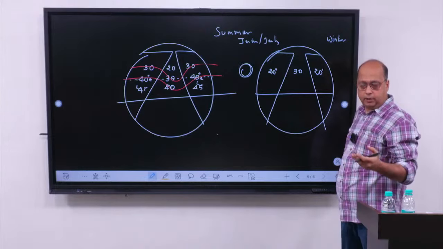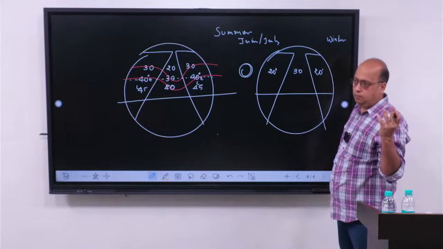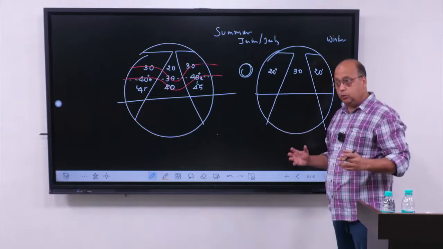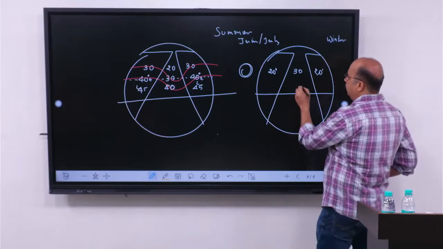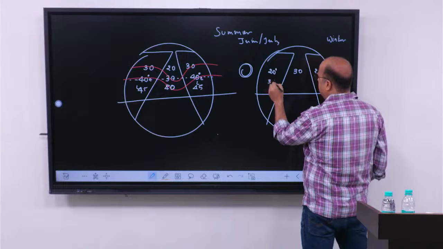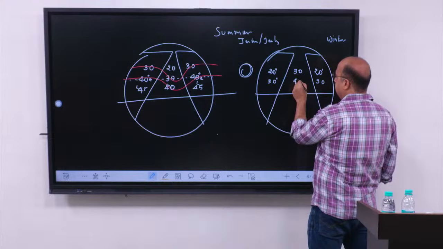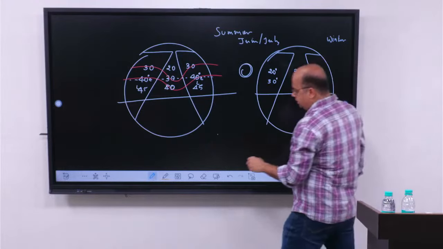It's warmer on water then, because as we have seen yesterday, the specific heat is much higher. That is why losing and gaining is very slow. It loses heat very slowly, gains heat very slowly. And that is how, if we have a 30 here, it would be 40 this side.